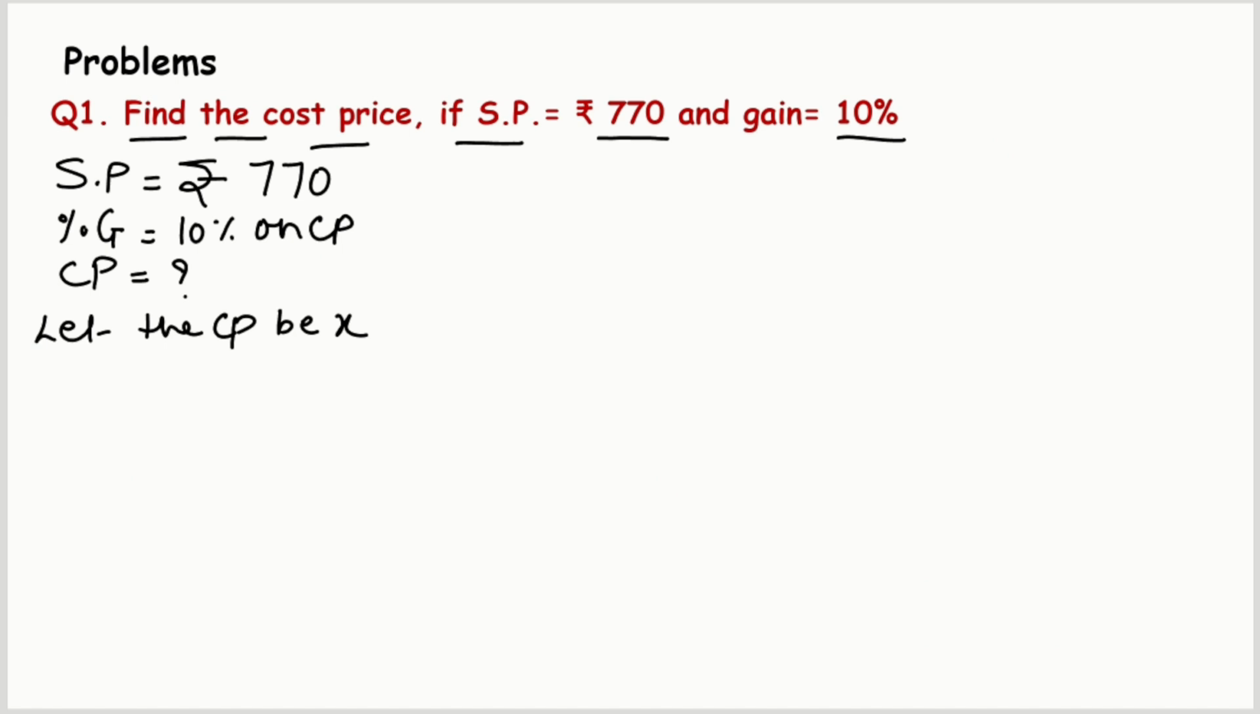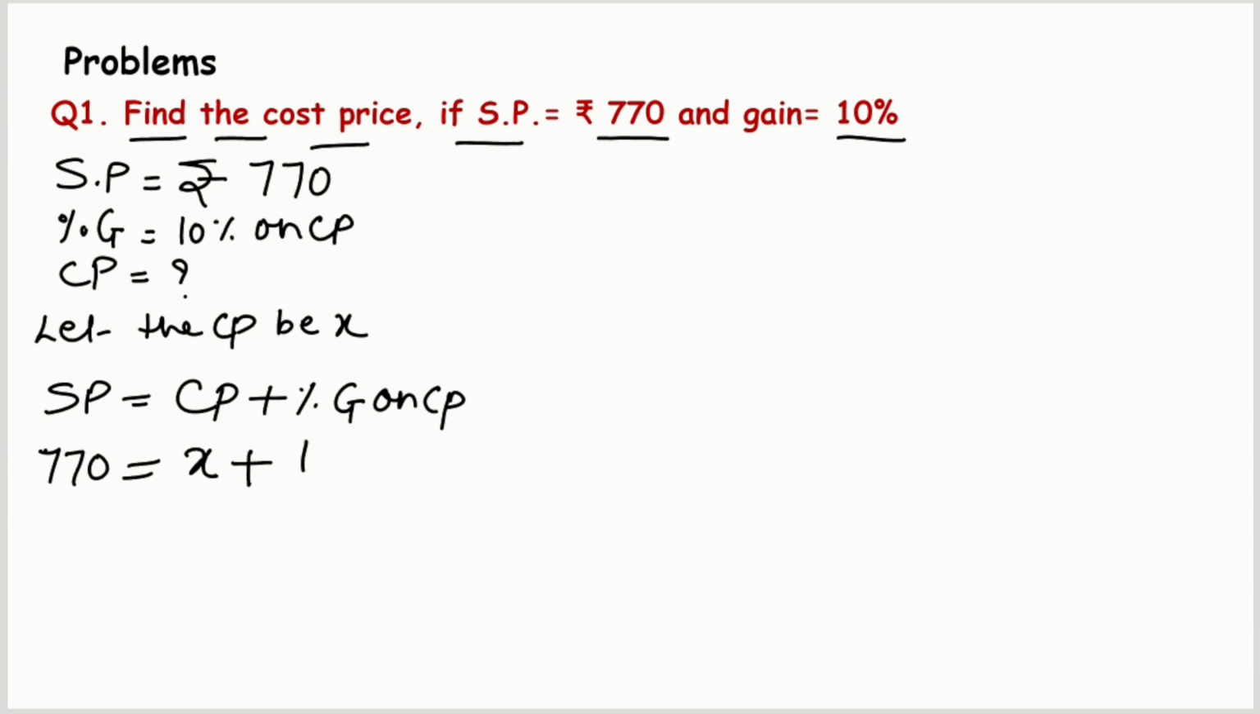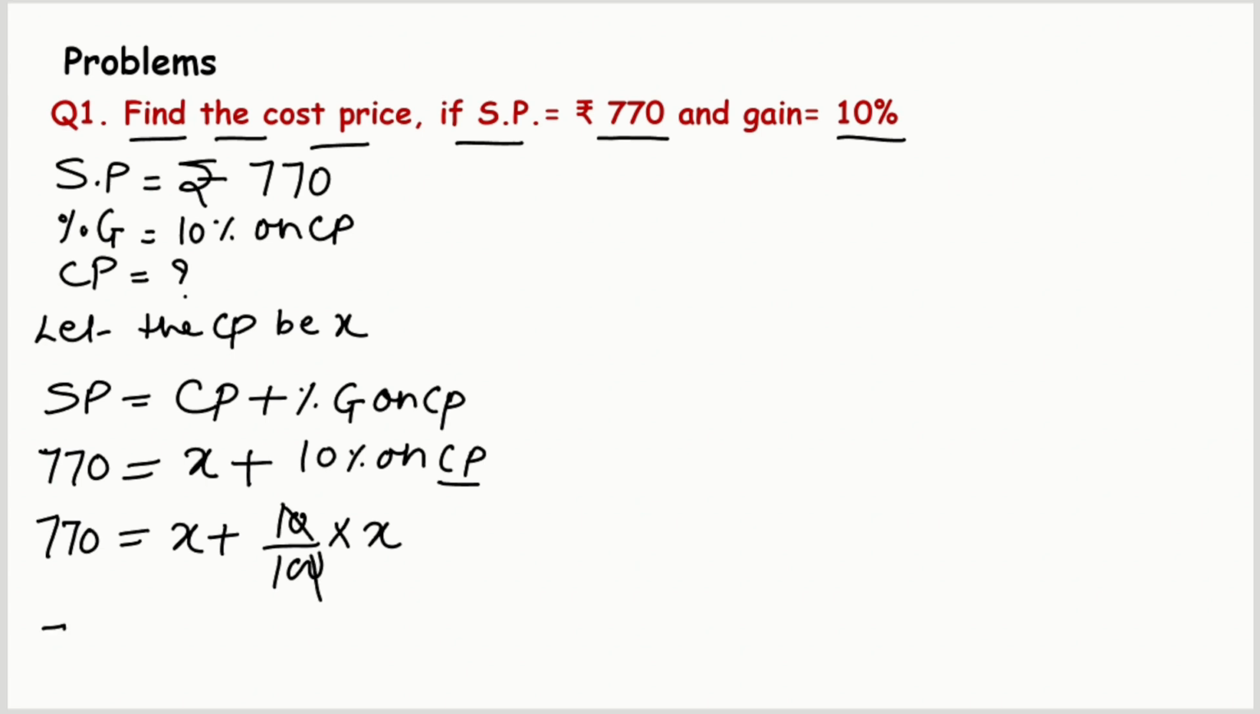Now we have a formula or relation among these three, which is SP equals CP plus percent gain on CP. Substitute the value of all these three. SP we have 770, which is equal to X plus 10% on CP. Now 770 equals X plus 10 over 100 times X, because percent we can replace by 100 and CP we have X. Now this 0 will be cancelled with this 0.